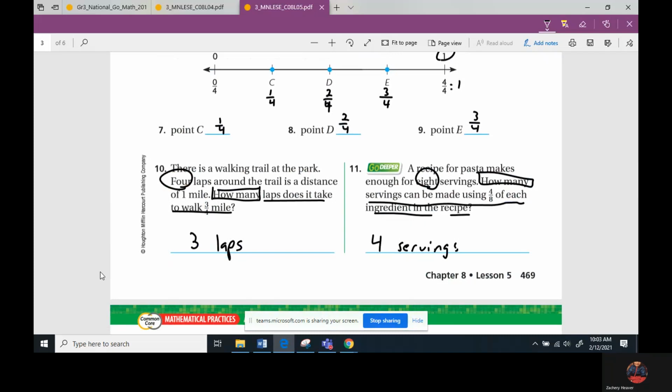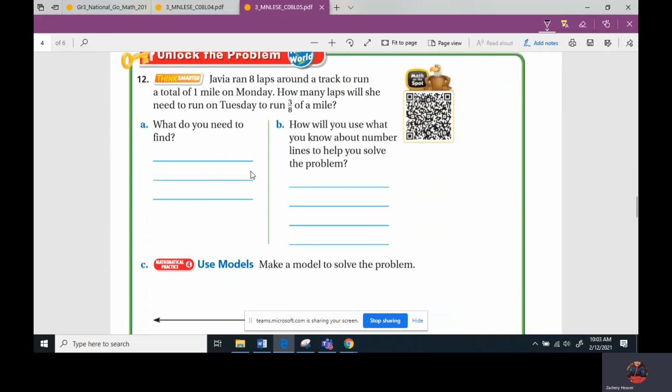Ready? So, get it all down. We're going to go to unlock the problem.